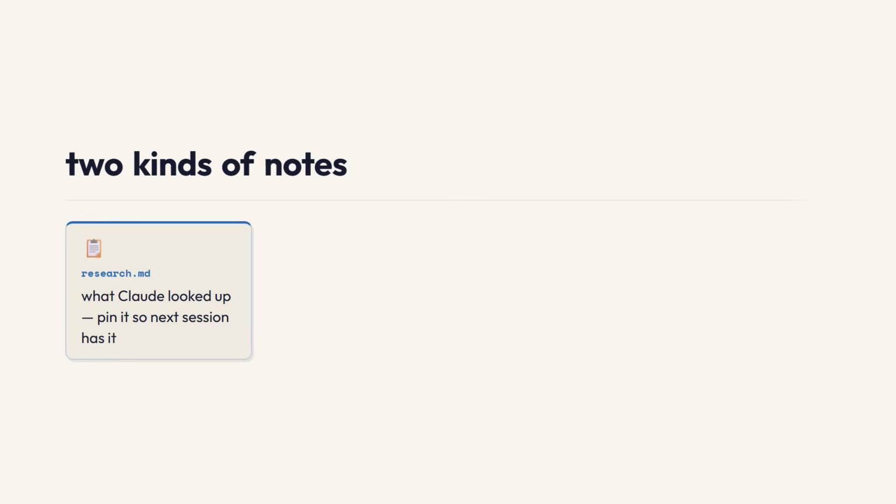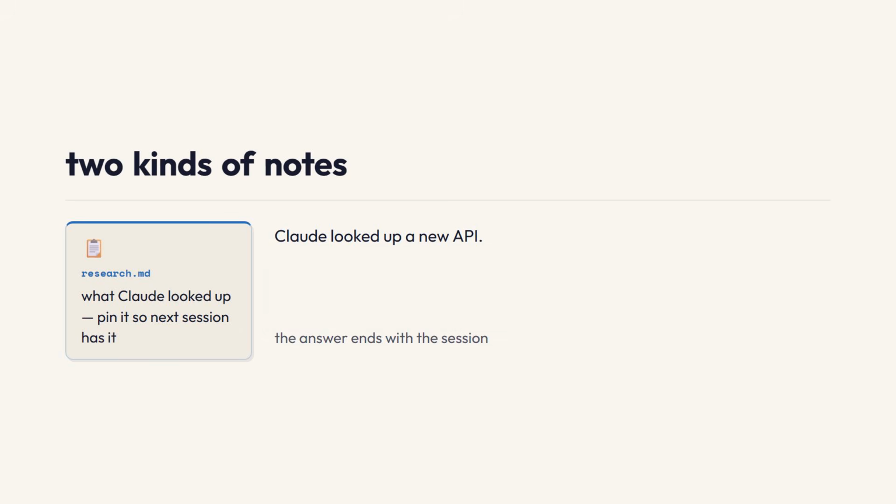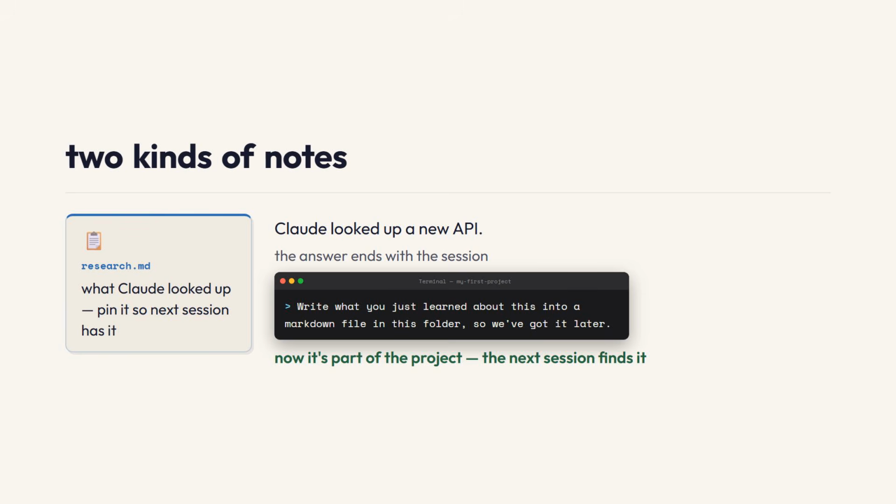There are two kinds of notes worth making a habit of. The first is research. Sometimes you'll ask about something newer than what Claude learned in training, like a library that just shipped. Claude can go look that up, but the answer lives in that conversation, and the conversation ends with the session. So have Claude save it. Tell Claude, write what you just learned about this into a markdown file in this folder, so we have it later. Now it's part of the project, and the next session will find it there.